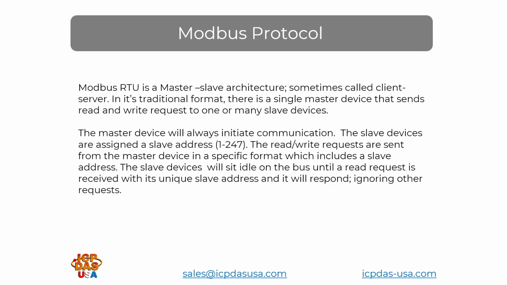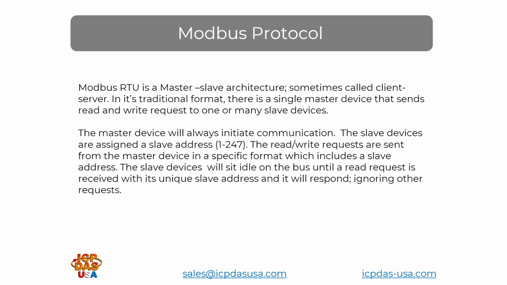Modbus RTU uses a master-slave architecture, sometimes called client-server, in which the server is equal to slave and client is equal to master. In this traditional format, there is a single master device that sends read and write requests to one or many slave devices. It is most often connected via RS-485, which allows a one-to-many architecture. The master device will always initiate the communication.